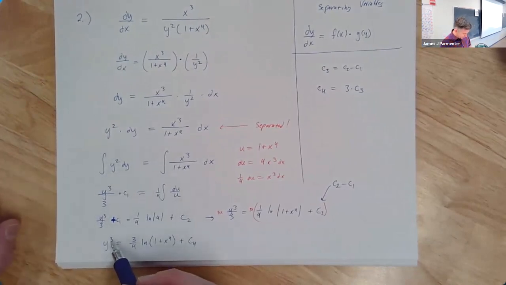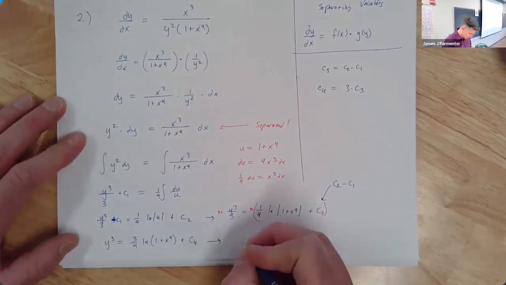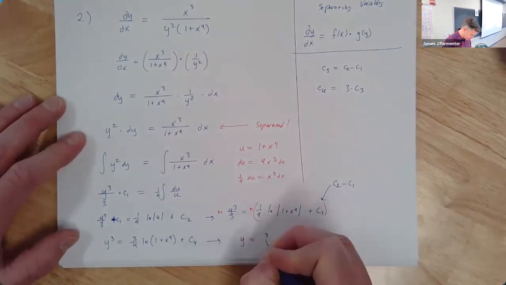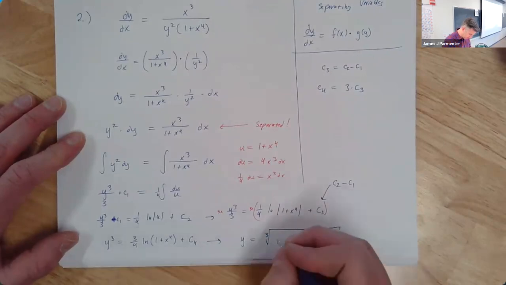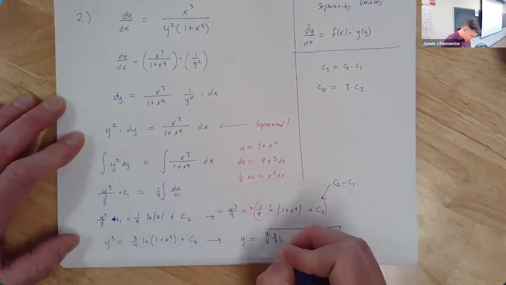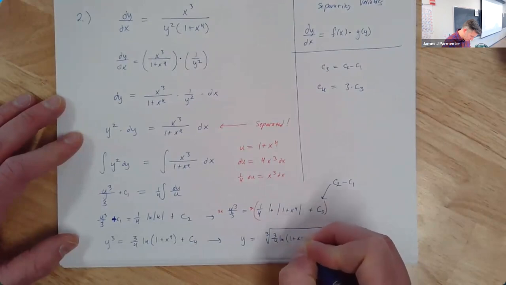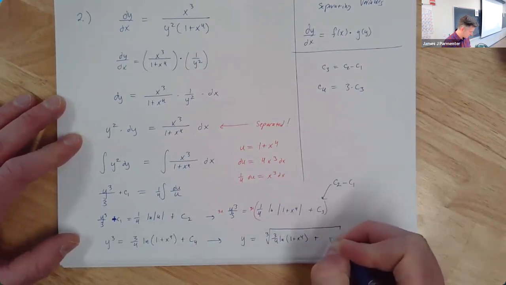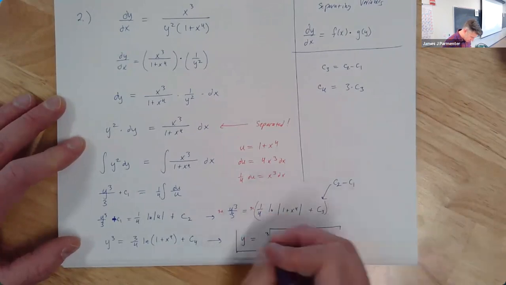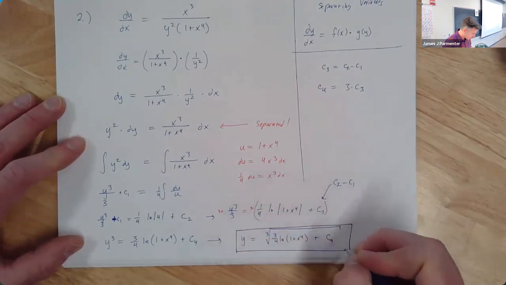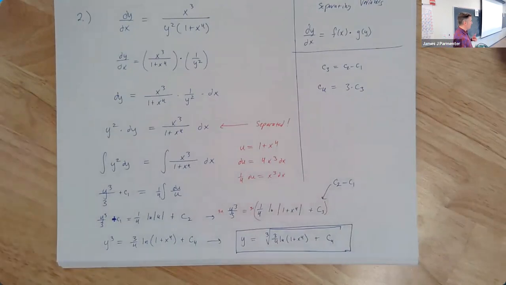And then finally, I'm going to take the cube root of both sides to solve for y. So I'm going to get y equal to the cube root of all that: 3 fourths natural log of 1 plus x to the fourth plus some constant c4. And we don't know what that constant is unless we're given an initial condition, which makes us have to solve for it, which we'll talk about in a minute.